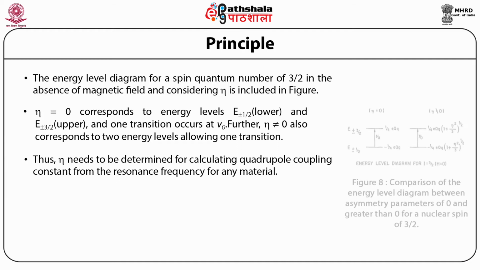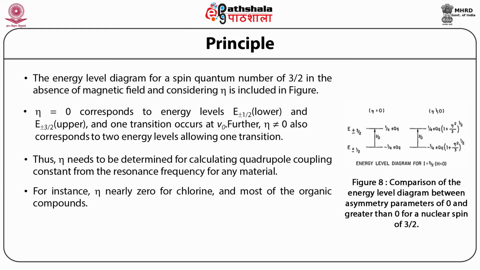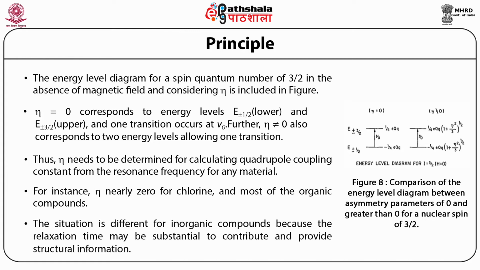So students, you can see a figure showing the comparison of the energy level diagram between asymmetry parameters of 0 and greater than 0 for a nuclear spin of 3/2. For instance, eta is nearly 0 for chlorine and most of the organic compounds. The situation is different for inorganic compounds because the relaxation time may be substantial to contribute and provide structural information.